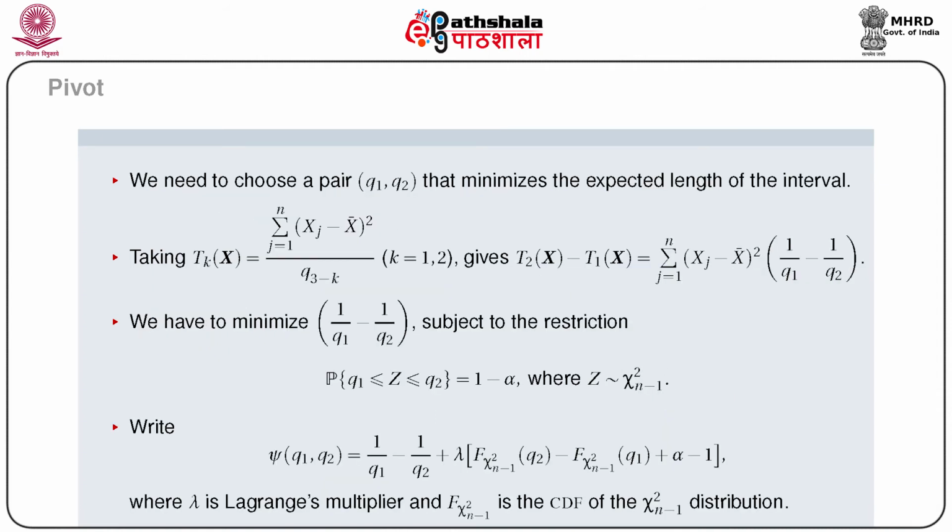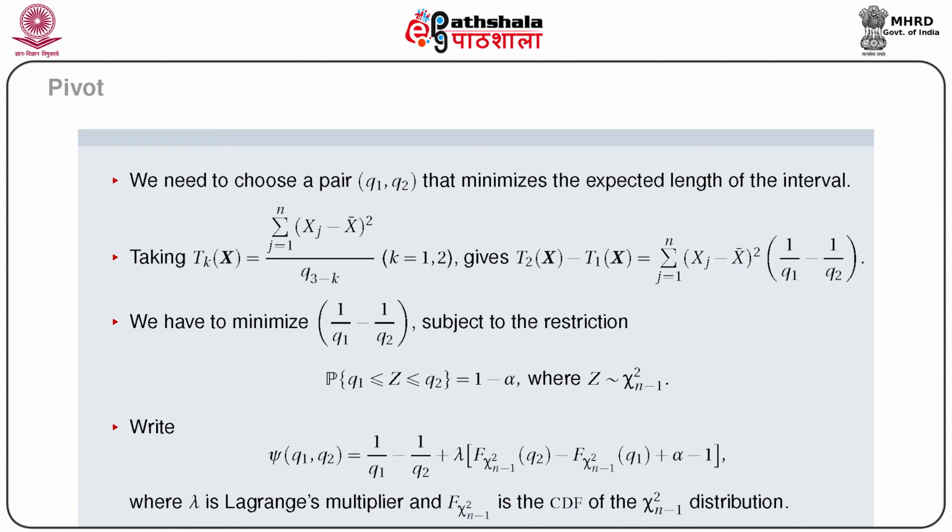And hence T2(x) minus T1(x) is equal to summation over i from 1 to n (xi minus x bar) whole square into 1 by q1 minus 1 by q2, which is again a random variable. So here we also minimize the expected length of the confidence interval, which is actually a function of 1 by q1 minus 1 by q2. Therefore, we have to minimize 1 by q1 minus 1 by q2 subject to probability q1 less than or equal to chi square n minus 1 less than or equal to q2 is equal to 1 minus alpha.